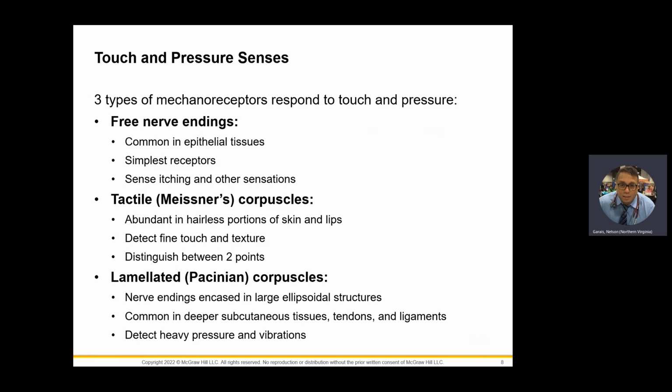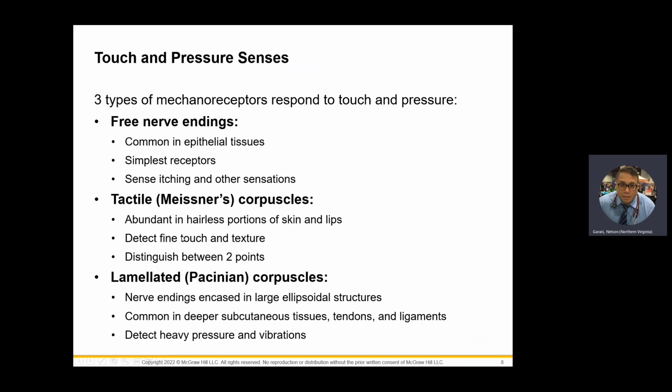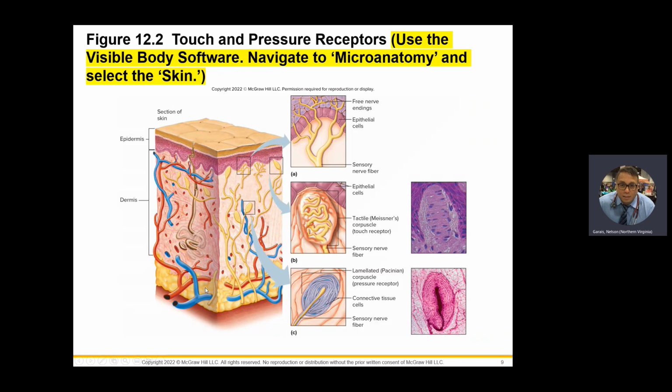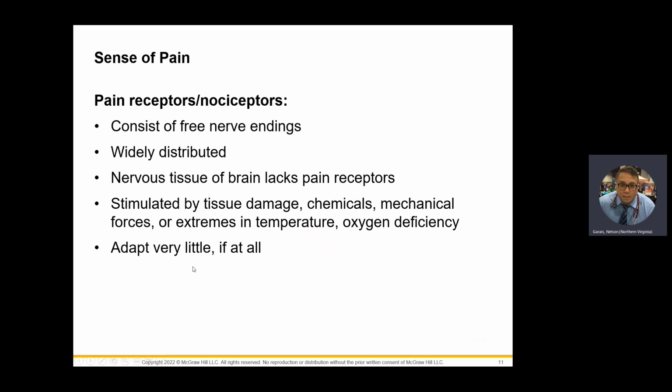Free nerve endings, tactile, Pacinian. Remember, Meissner's fine touch, and Pacinian deep touch. And we already learned this from the chapter that we went over, skin. Warmth and cold, that's temperature, also known as thermoreceptors. And warmth and cold, if they're extreme, they'll now start activating pain receptors or nociceptors. Because you know, if something's too cold or something's too hot, it's going to be painful.